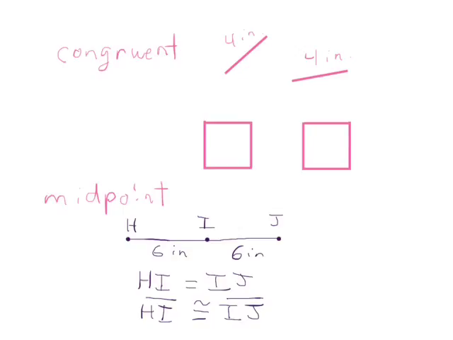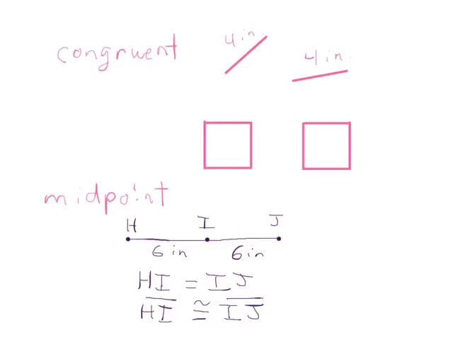The midpoint, by definition, is the point that divides the segment into 2 congruent segments. So we see here in this picture, we have the segment HJ. Okay, point I right here in the middle divides HJ, this segment, into 2 congruent segments. So see here, HI and IJ. HI and IJ are both congruent segments that have been created that are both the same size, both 6 inches, and the same shape. They're both segments.